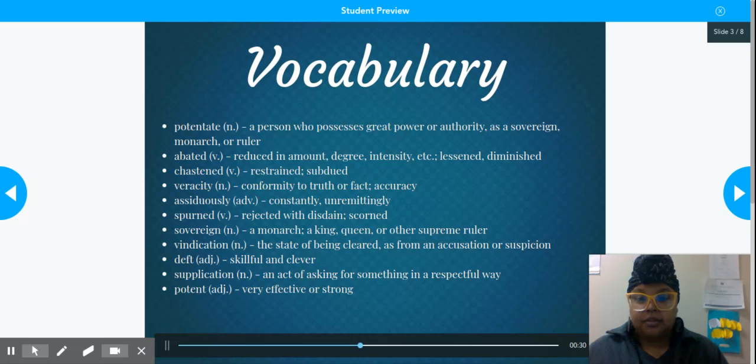Assiduously, constantly, unremittingly. Spurned, rejected with disdain, scorn. Sovereign, a monarch, a king, queen, or other supreme ruler. Vindication, the state of being cleared as from an accusation or suspicion. Deft, skillful and clever. Supplication, an act of asking for something in a respectful way. Impotent, very effective or strong.